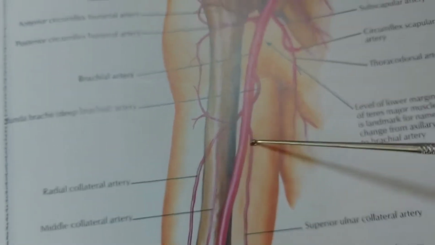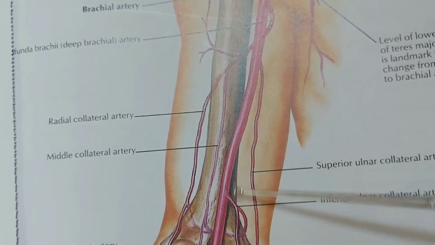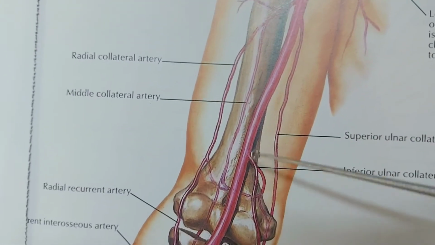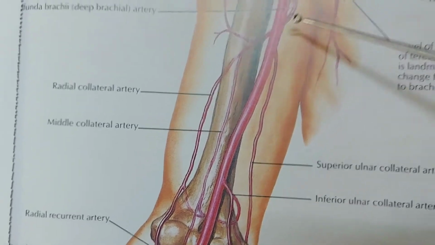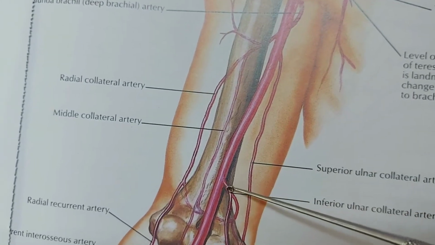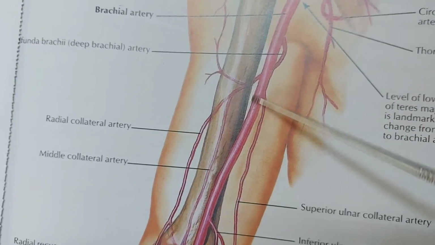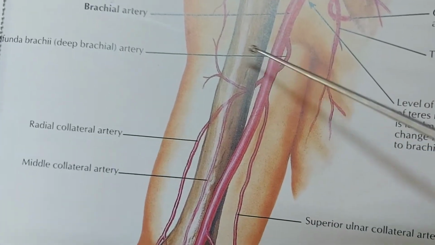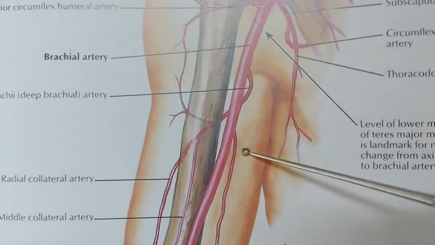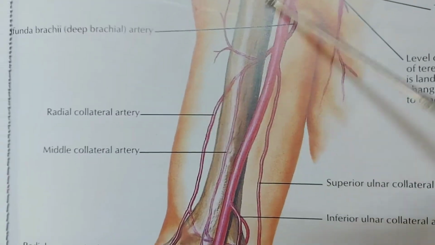Now the second branch of the brachial artery. This is also a collateral artery, and it is on the ulnar side. So it is the ulnar collateral artery, and there is another ulnar collateral artery lower down. So this one is the superior ulnar collateral artery, and this will be the inferior ulnar collateral artery. So these are the main branches of the brachial artery. Other branches are the muscular branch and some nutrient branches. So profunda brachii artery, superior ulnar collateral artery, inferior ulnar collateral artery, muscular branch, and the nutrient branch. These are the branches of the brachial artery.